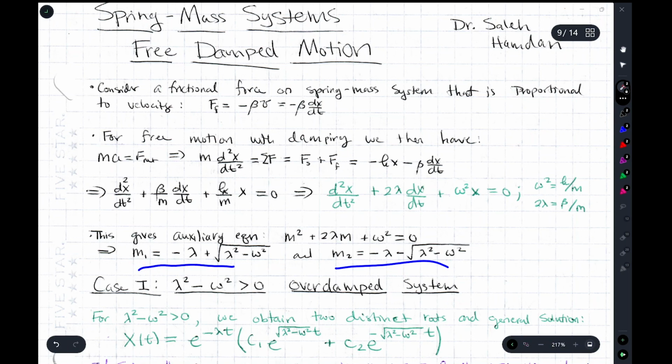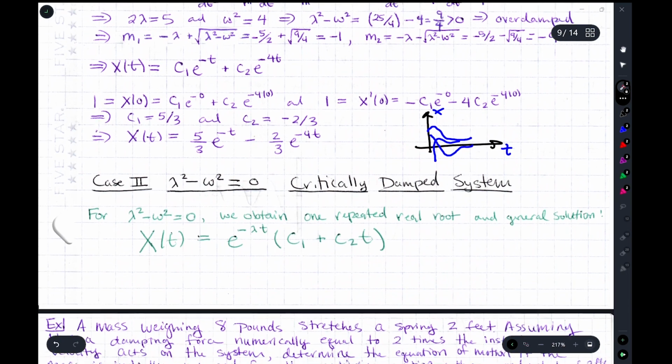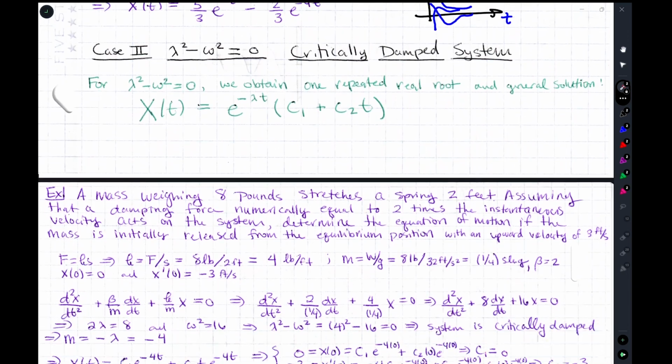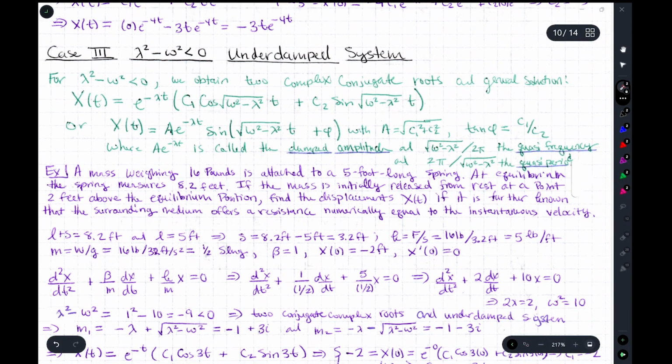the case of two complex conjugate roots. And that will be the underdamped system that we see here. In this case, we get this general solution. Okay, we could combine the cosine and sine here, as we've discussed before, using these relations there.